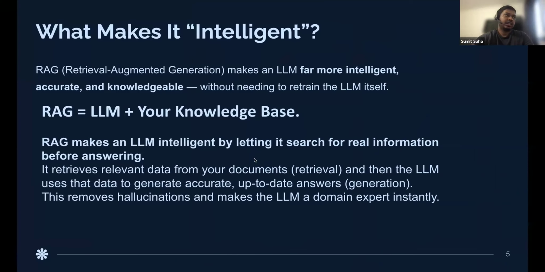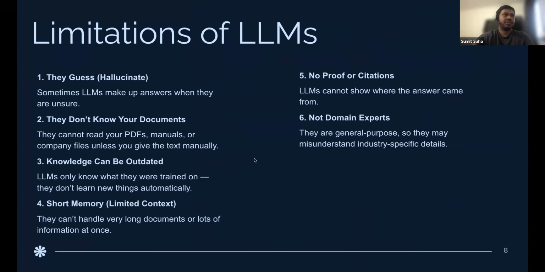It has a fixed knowledge base and short memory. In many cases, the LLM forgets that previous data, and the LLM also has some issue with proofs. The LLM shows the data, but it cannot show where the answer comes from. It could be random or anything for its unknown data.